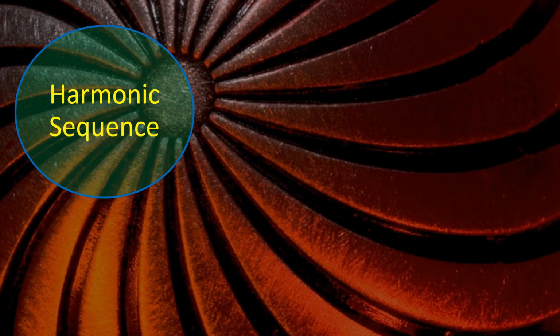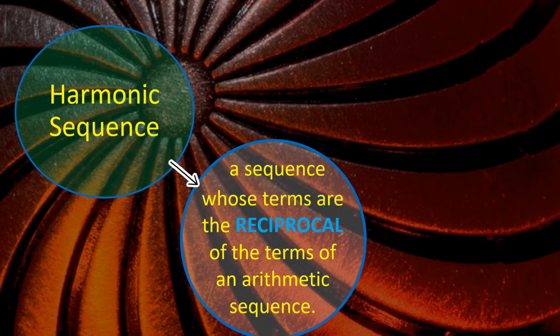Now, what is harmonic sequence? Harmonic sequence is a sequence whose terms are the reciprocal of the terms of an arithmetic sequence. Okay, you have already learned about arithmetic sequence, and you already know that arithmetic sequence is a sequence whose terms are obtained by adding a constant amount, which is what we call the common difference.